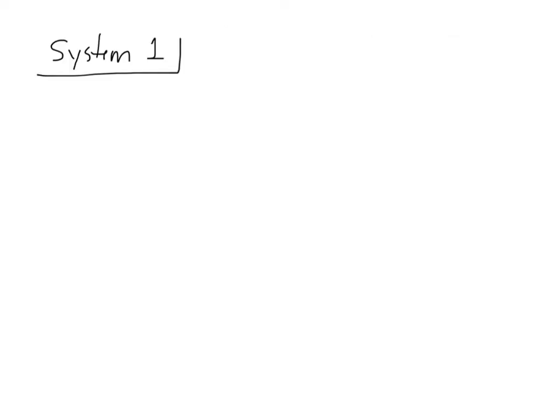So system one. Systems are composed of objects. Systems are not composed of forces. They are composed of objects. The objects which I want to be in my system for this basketball problem are the basketball and the earth.